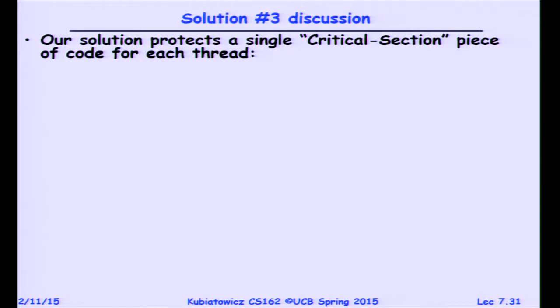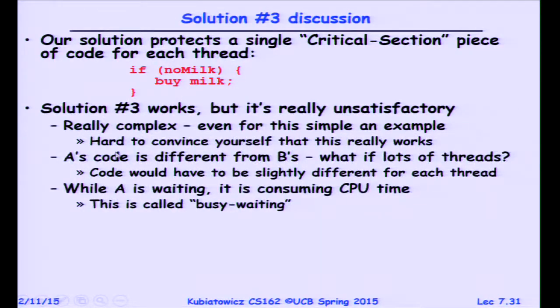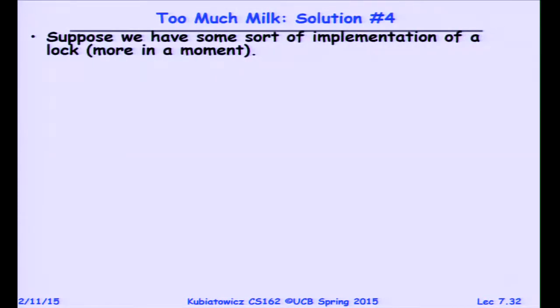Now, okay, so our section basically is a way of looking at protecting this critical section. And solution number 3 works, but it's very unsatisfactory. It's complicated. A's code is different from B's. And the other really insidious thing that we've introduced in here is that while A is waiting, it's busy spinning. So we've actually put busy waiting into this solution to make it work, and that's never a good idea because it's just wasting CPU time.